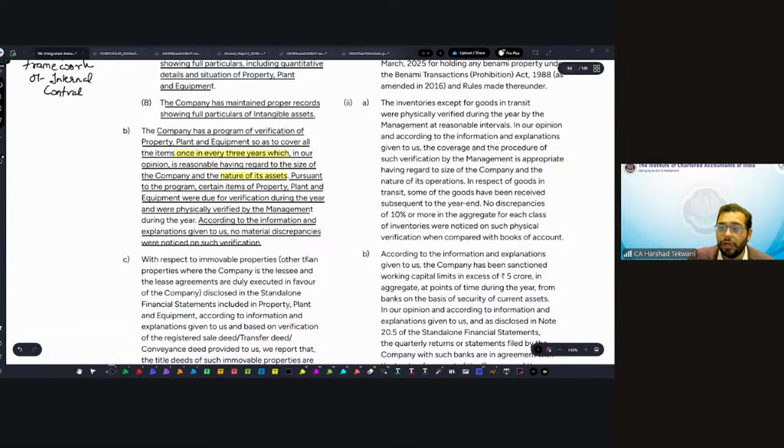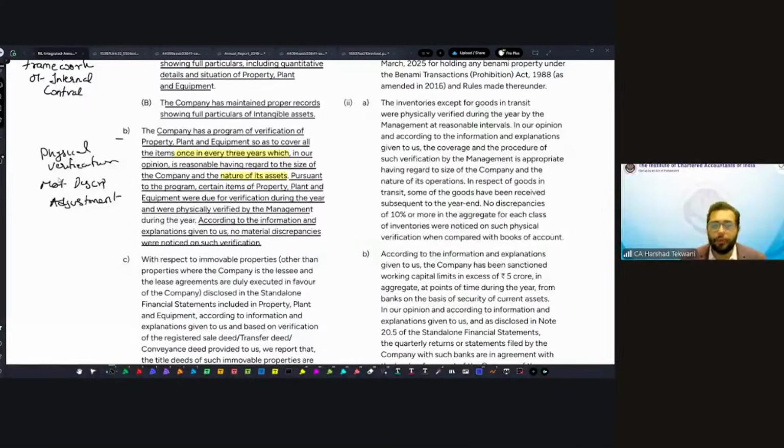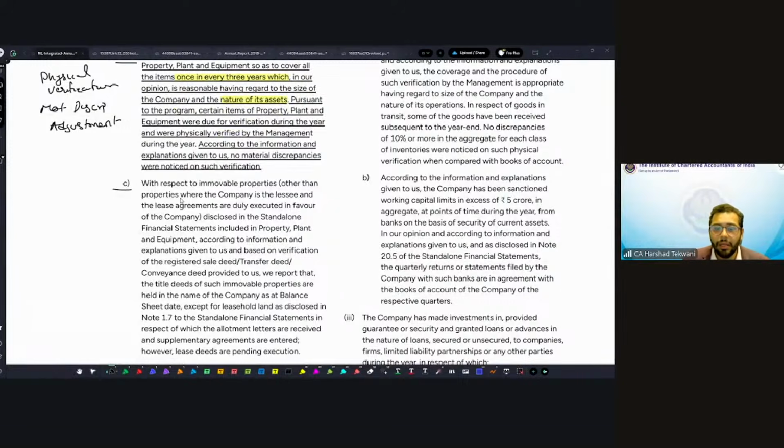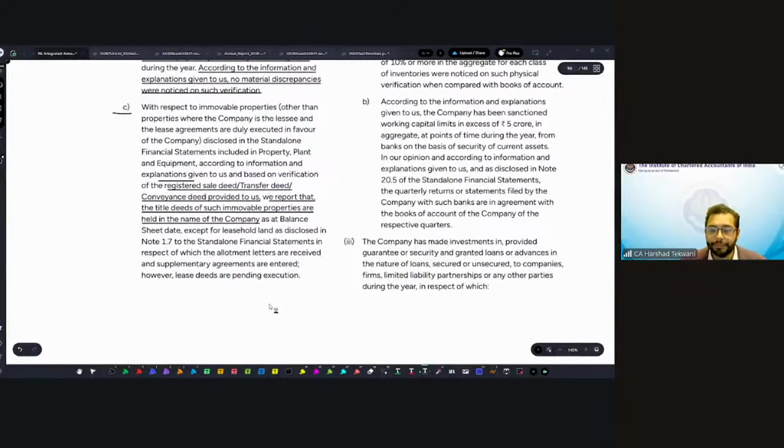Remember, point B not only talked about physical verification at a reasonable interval, but also whether there is any material discrepancy and the adjustment. So there were 3 points: physical verification, material discrepancy, and adjustment. All 3 points are addressed in a single point here. Point C, with respect to immovable property, other than properties where the company is lessee, disclosed in the financial statements: according to the information and explanations given to us, and the registered sale deed, transfer deed and conveyance deed provided to us, we report that title deeds of such immovable property are held in the name of the company.